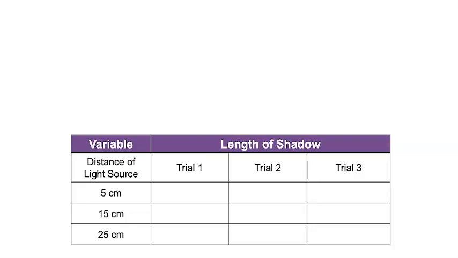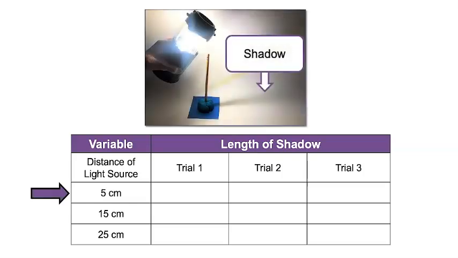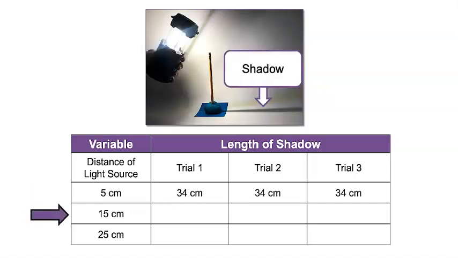Now let's test how the distance of the light source affects the length of the shadow. The angle of the light source remains at 45 degrees. First, we will put the light source 5 centimeters away and measure the length of the shadow. I measured 34 centimeters in all 3 trials. What do you think will happen when we move the light source to 15 centimeters away? Let's find out. Whoa, look!